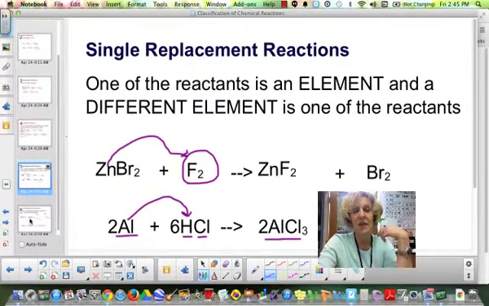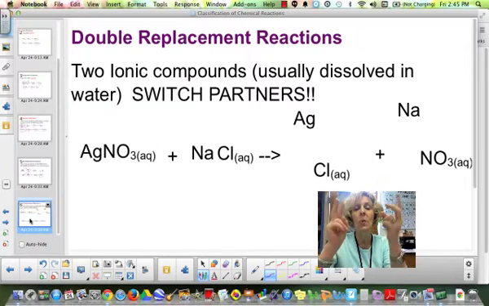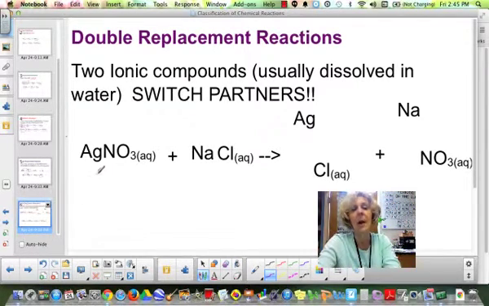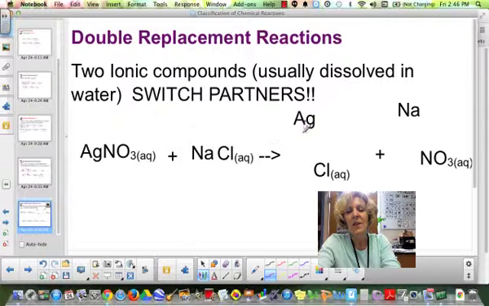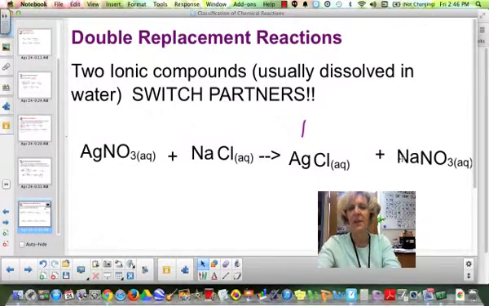The last reaction type I want to tell you about is a double replacement reaction. So this is similar to the single replacement, except you've got two partners switching positions. So here we've got silver nitrate and sodium chloride. And this is going to be a double replacement reaction. So the silver, instead of bonding to the nitrate, is going to bond to the chloride, and my sodium is going to be bonded to the nitrate. So we have a double replacement reaction.